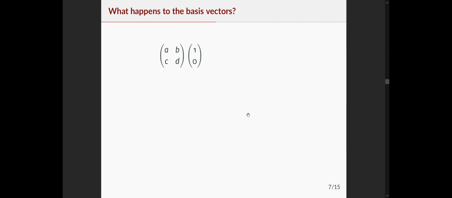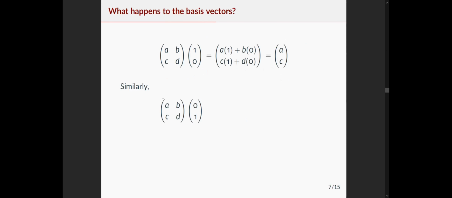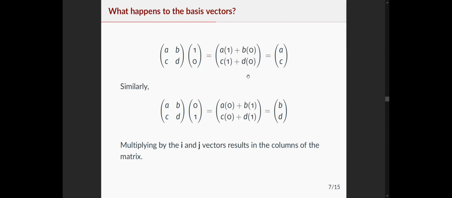But what happens to the basis vectors when you multiply by a matrix? If you multiply by i, by (1, 0), you'll always get the first column of the matrix, (a, c). Similarly, if you multiply by j, so (0, 1), you'll get the second column, (b, d). So if you want the columns of a matrix, you multiply it by i or by j.